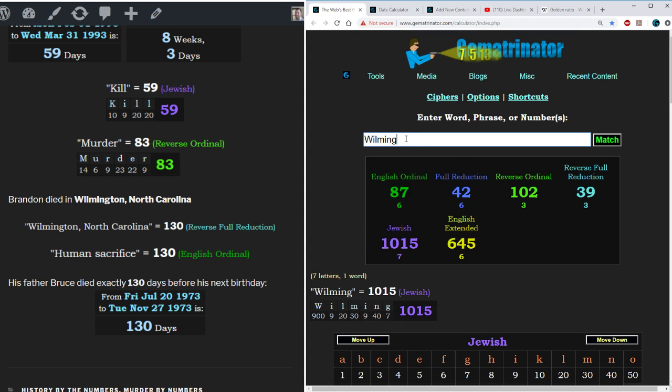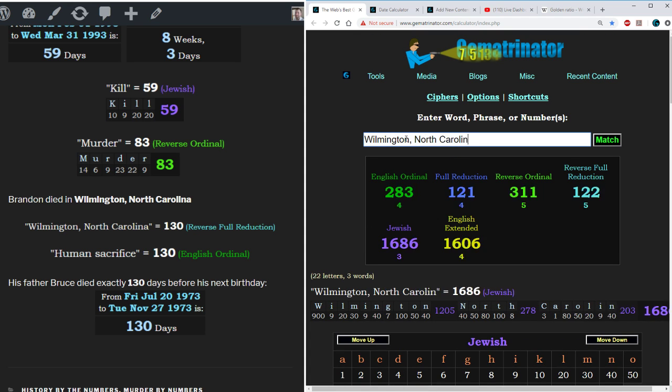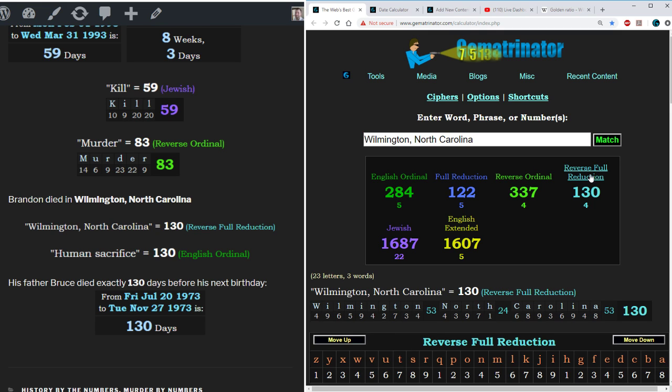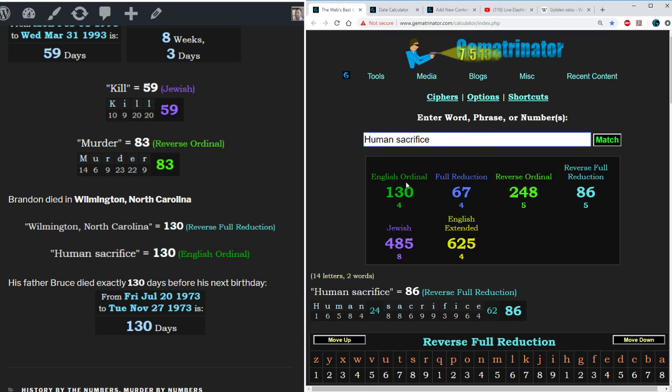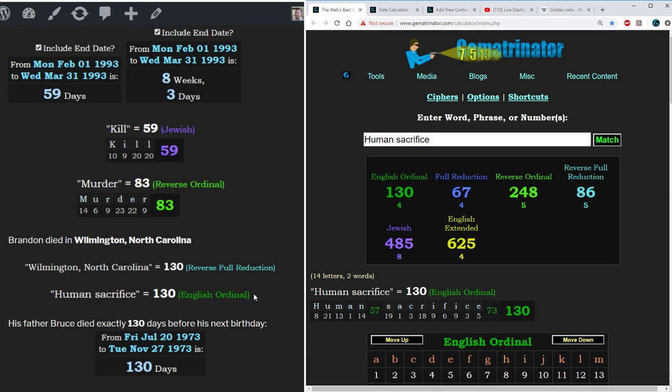And as far as the location in which Brandon Lee died, Wilmington, North Carolina equals 130 in the reverse alphabetic order. His father Bruce died 130 days before his own birthday. 130, the gematria of human sacrifice.